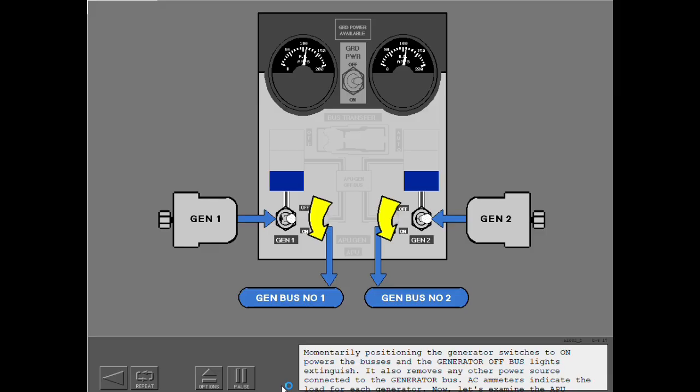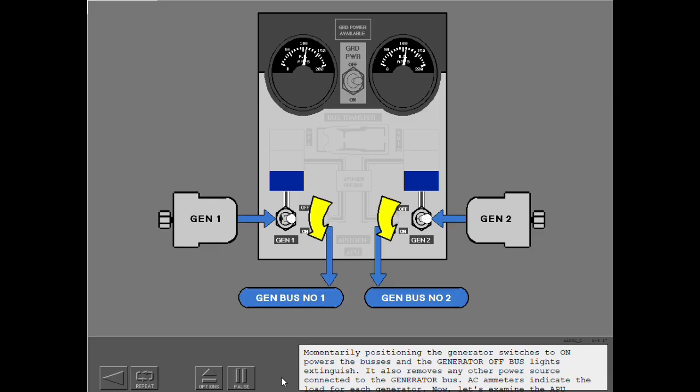Momentarily positioning the generator switches to on powers the buses, and the generator off bus lights extinguish. It also removes any other power source connected to the generator bus. AC ammeters indicate the load for each generator.